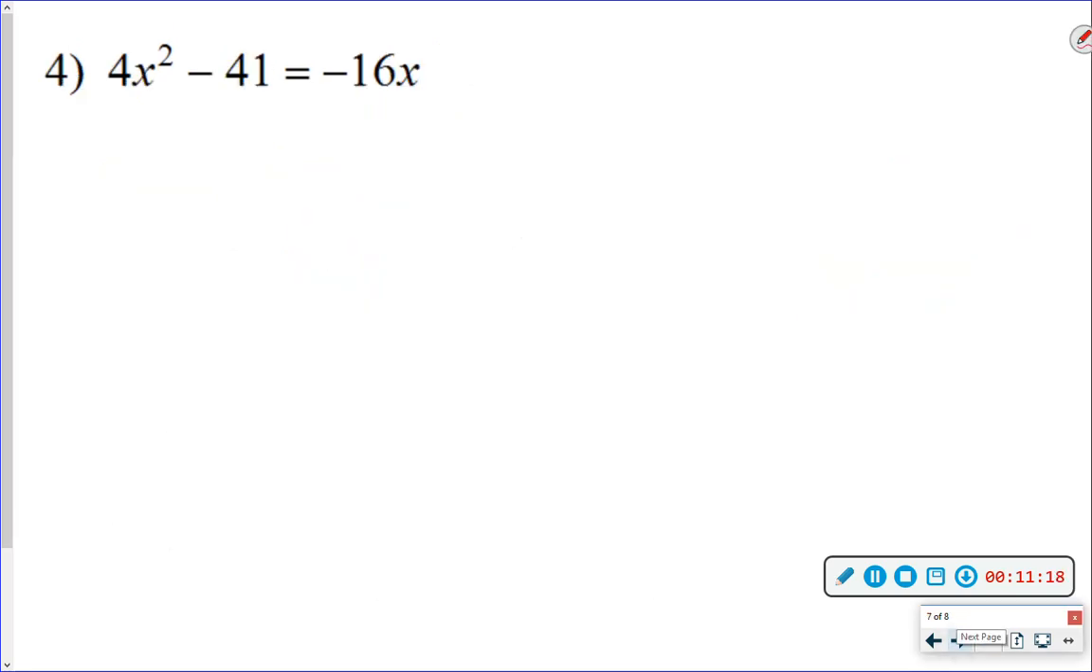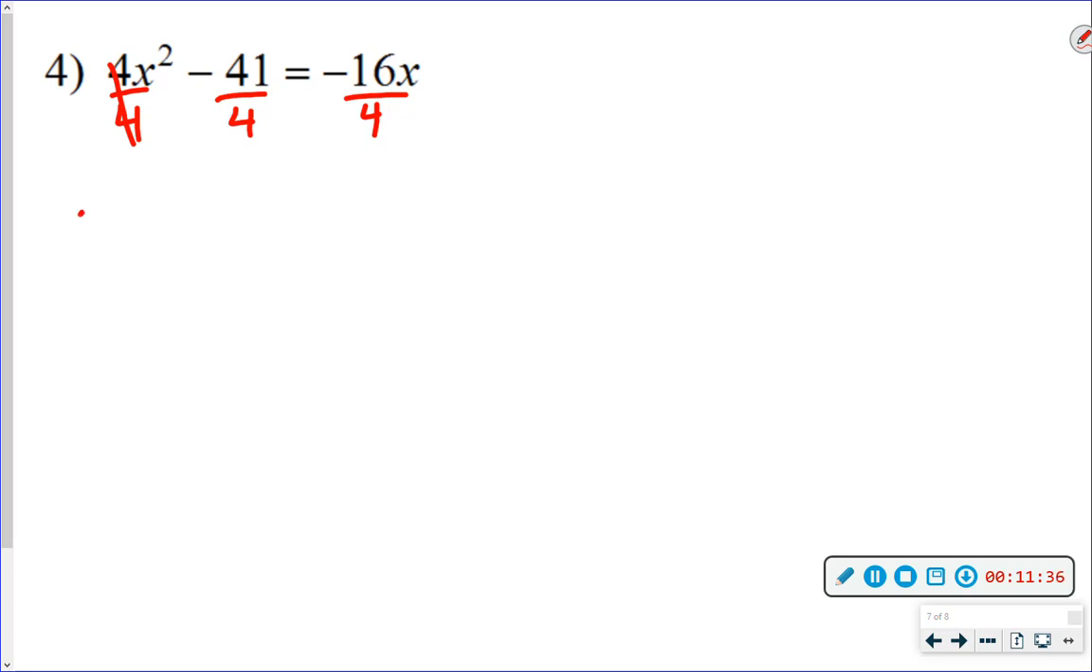So first, I don't like the order. I don't like the 16x. I don't like that the lead coefficient is 4. We got a lot of problems. So let's divide by 4 and get it in the right order, and try to save ourselves some misery and do it all in one step.